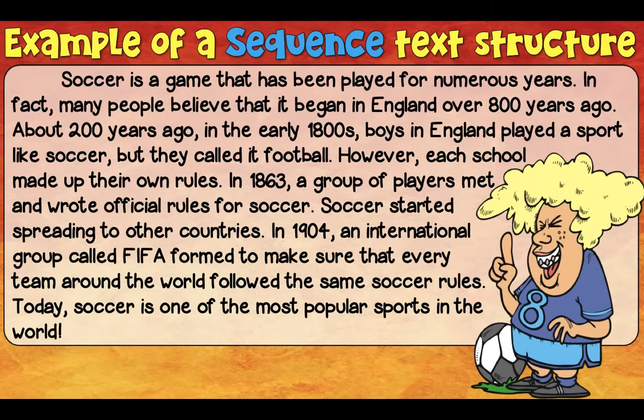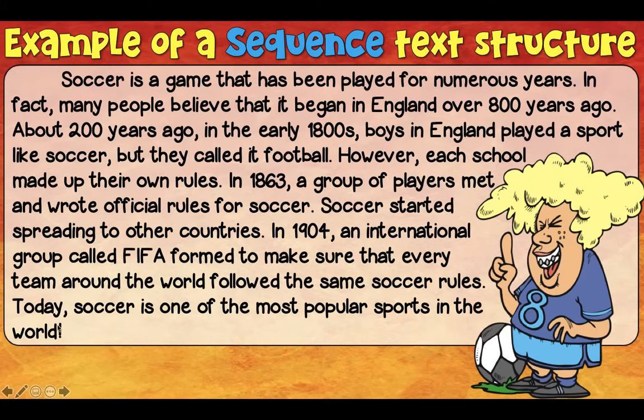So here's an example. Soccer is a game that has been played for numerous years. In fact, many people believe that it began in England over 800 years ago. About 200 years ago, in the early 1800s, boys in England played a sport like soccer, but they called it football. However, each school made up their own rules. In 1863, a group of players met and wrote official rules for soccer. Soccer started spreading to other countries. In 1904, an international group called FIFA formed to make sure that every team around the world followed the same soccer rules. Today, soccer is one of the most popular sports in the world.